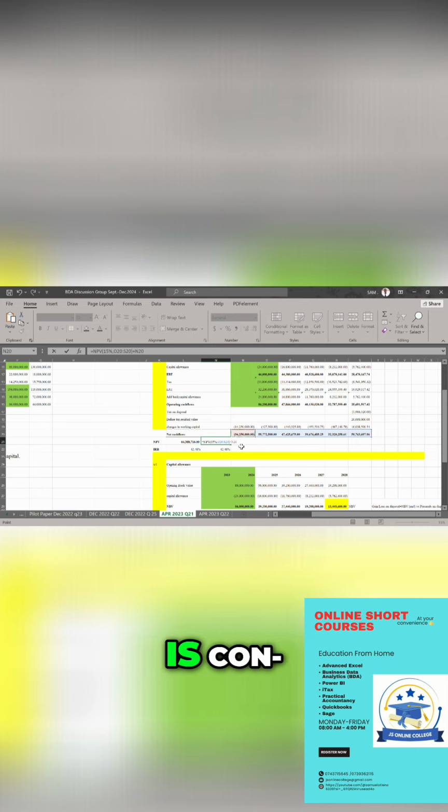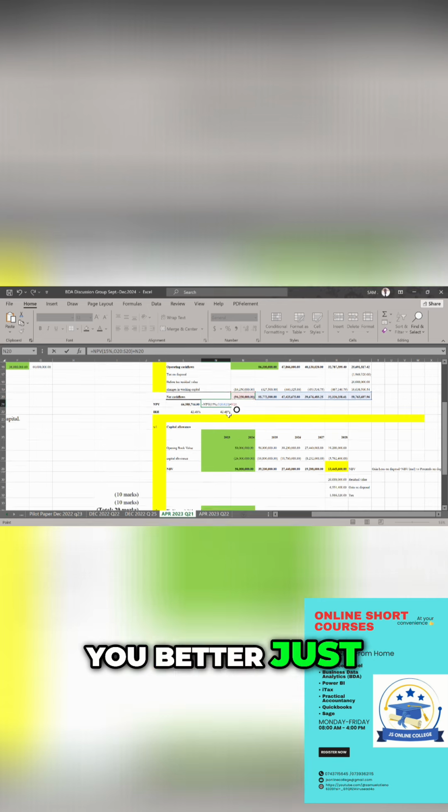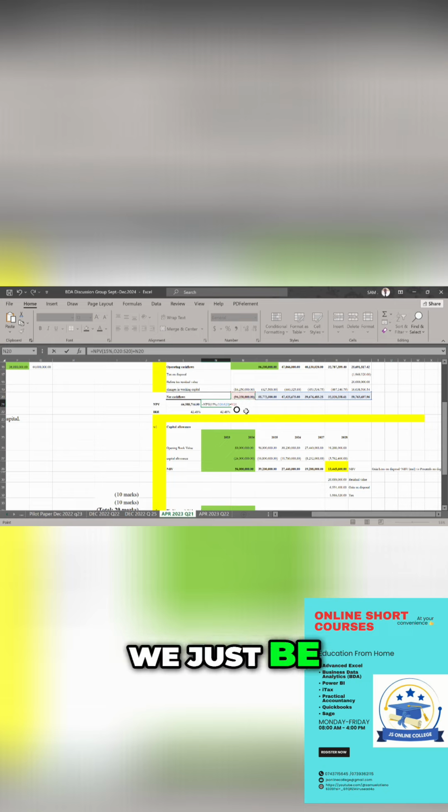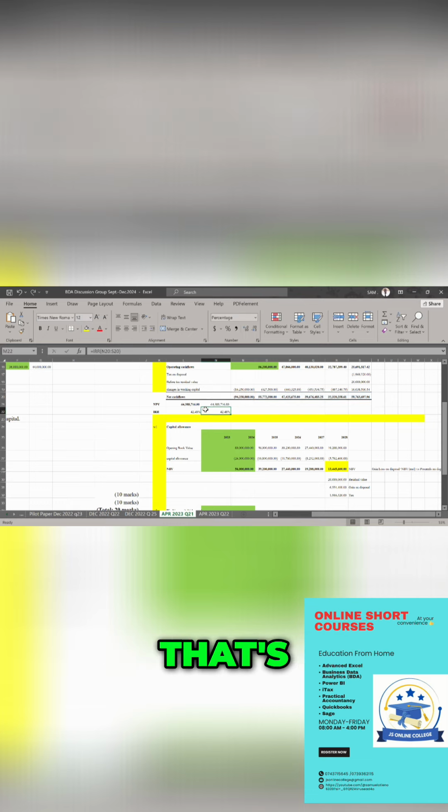If that sign is confusing you, you better just say minus and you type in the total net cash outflows. You just type in the 94 to 50 manually so that you're sure that you're not confusing any signs, that you'll be safe with that. So once we do this, then we'll be able to get our NPV, and that's how it is done.